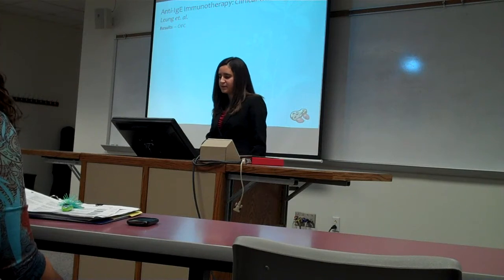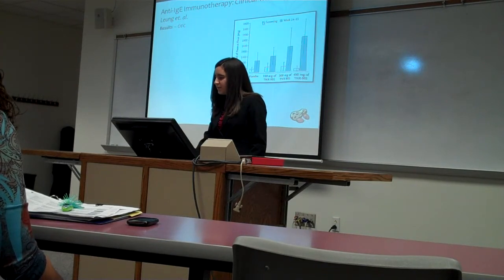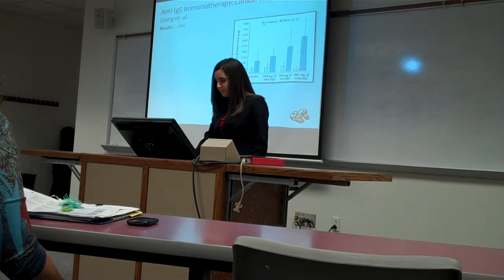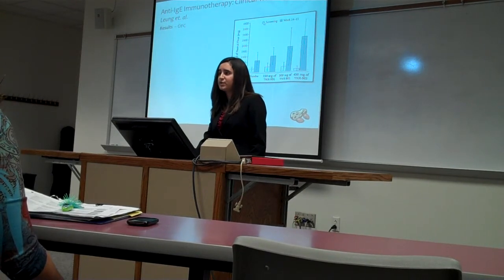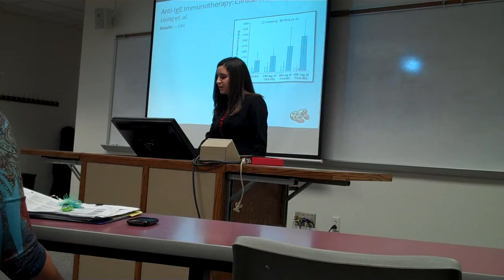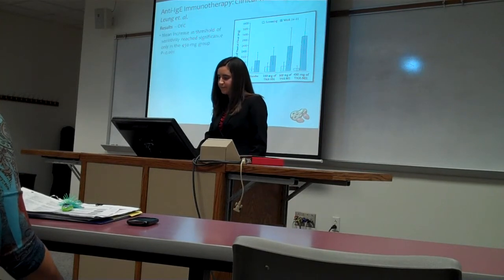So here are the results of the oral food challenges. The light blue represents the threshold of peanut that was tolerated. Light blue represents at screening, so the initial oral food challenge here. And dark blue represents the final oral food challenge. And you can see all 4 groups are represented on this graph.